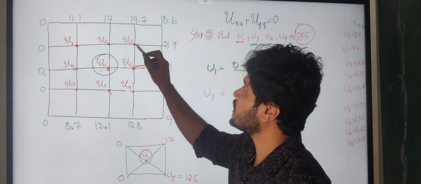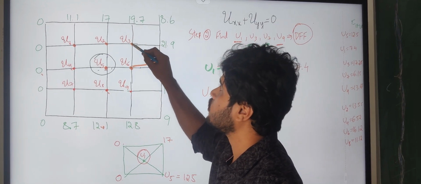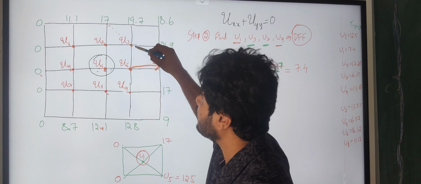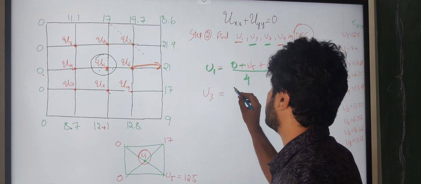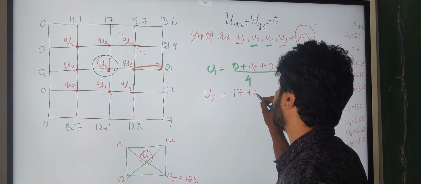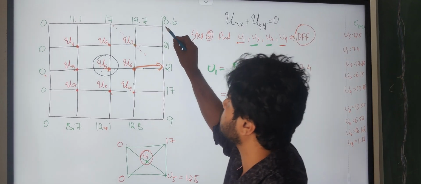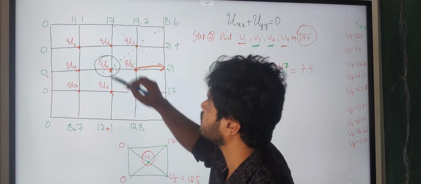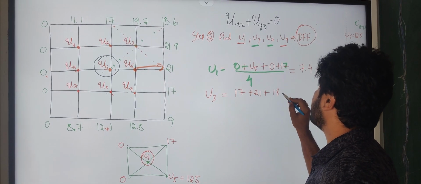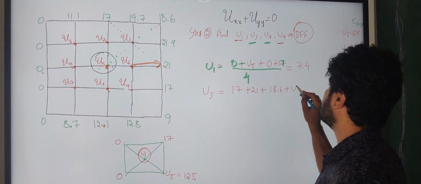u3. So here, search for u3 in the mesh diagram. So corresponding diagonal values. So here the diagonal value is 17, and here it is 21. 17 plus 21. Remaining two diagonal values should be identified. So that is 18.6, and one more diagonal point as u5. 18.6 and u5.